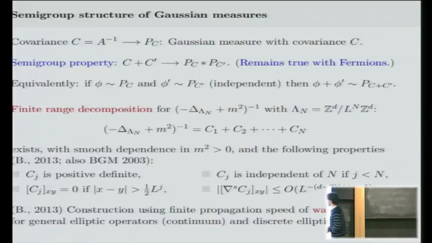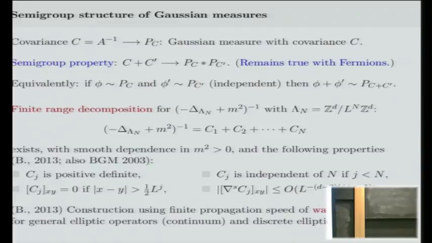The properties I'd like, first of all, we need each Cj to be positive definite. This is a triviality because otherwise they're not covariances of a Gaussian measure, right? So we certainly need that. Then secondly, and this is the non-trivial requirement, we like these covariances to have this finite range property, in the sense that correlations vanish if the distance between the two points is larger than, say, a constant times L to the j.